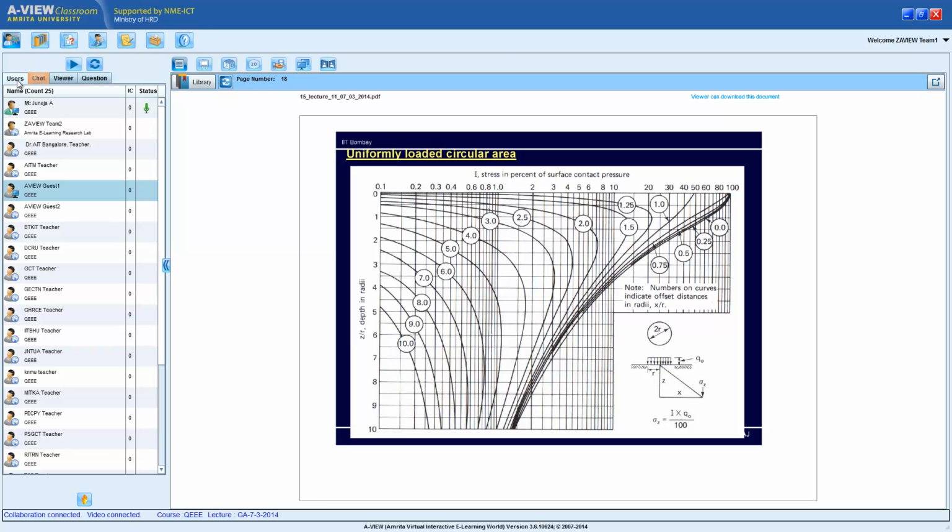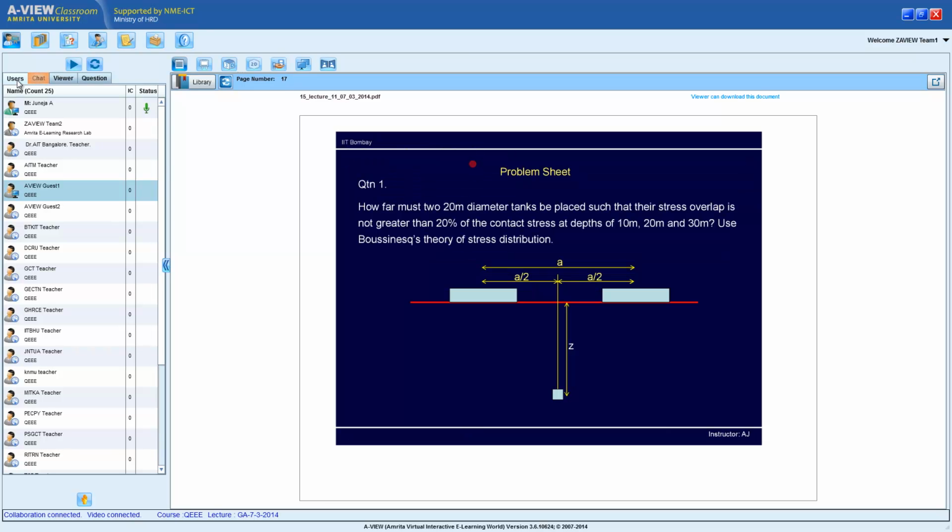Can I have this slide again, please? No, no, it's here, right? No, I would like to see the monitor, not this.